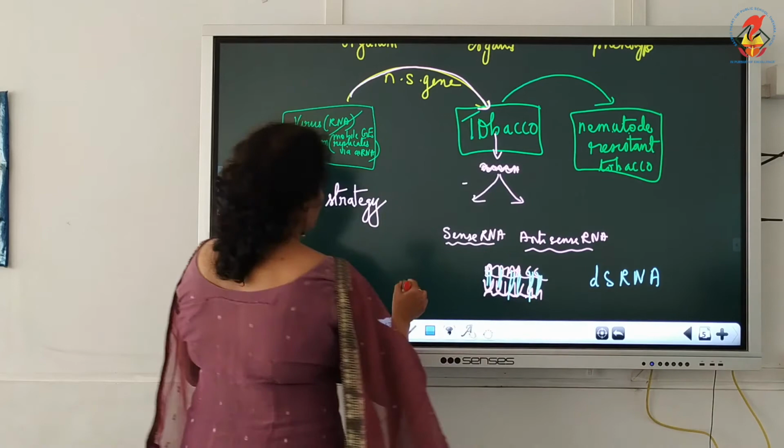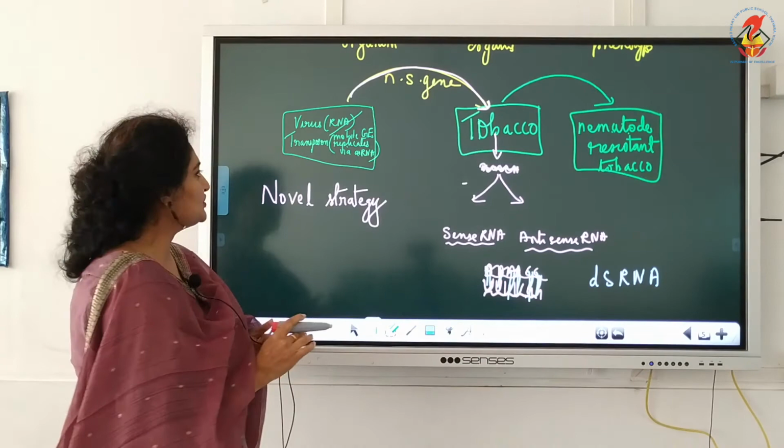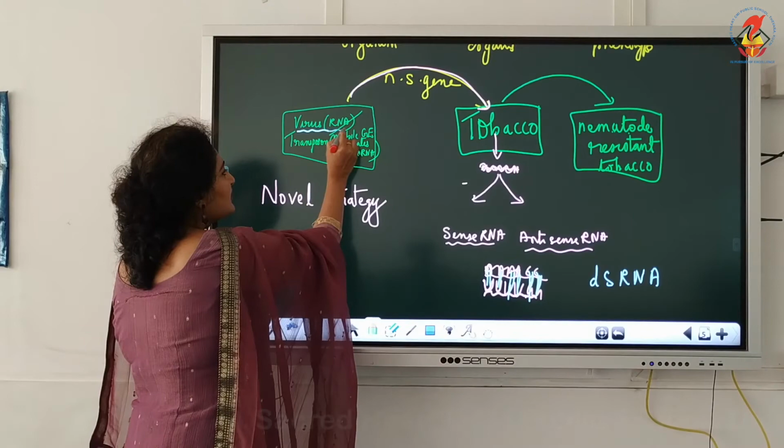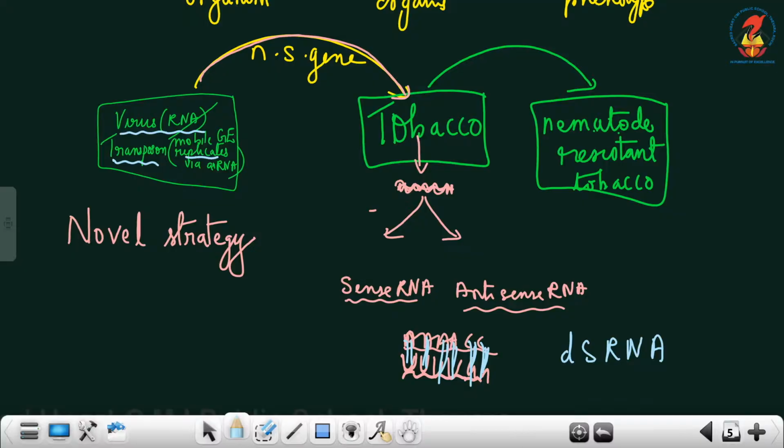Same guidelines as BT cotton or normal procedure. That is, there's a source organism from which we get the gene of interest. The source organism can be a virus having RNA as a genetic material, or can be a transposome, which is a mobile genetic element which replicates via an RNA. From this particular host, source, we are taking the gene of interest, that is nematode specific gene, and it's transferred into tobacco. Once it gets into tobacco, what happens to the double stranded DNA of that particular gene?